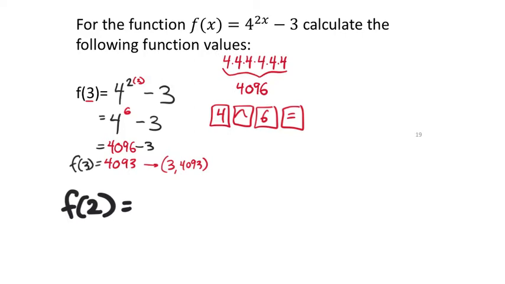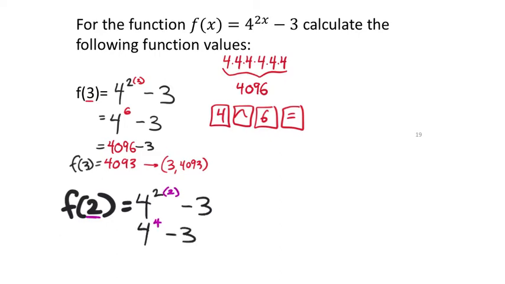Let's do 2, right? So again, let's look at the function here. So that's 4 to the power of 2 times, in this case, 2, because remember the x is 2. And then we'll still subtract the 3. Okay? So that'd be then 4 to the power of 2 times 2, which is 4. And I'm just going through the order of operations.